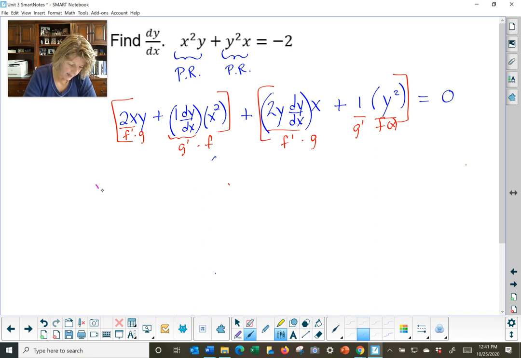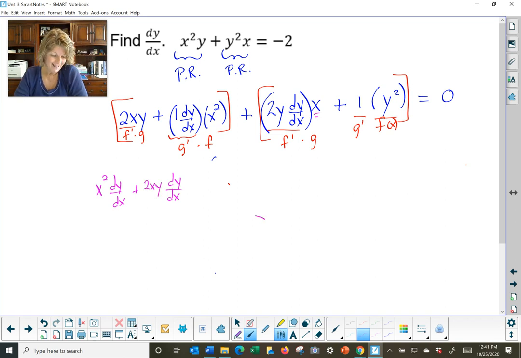I have an x squared dy dx. Just be sure that you account for each and every term so we don't miss one. Ooh, that x there I just noticed. I probably want to put that in front, so 2xy, just to make it pretty. Then those are the only two things with dy dx.